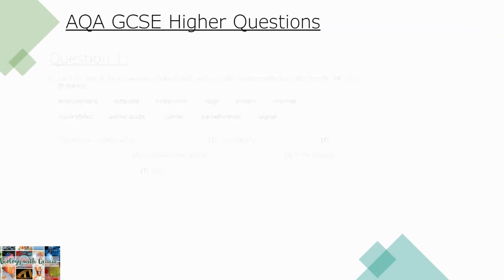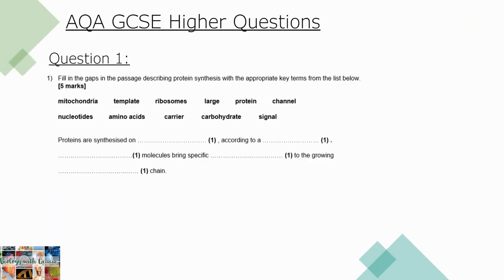So we're just going to do one question based on this information. The question is, fill in the gaps in the passage describing protein synthesis with the appropriate key terms from the list below, and this is worth 5 marks. So we've got a range of key terms there, and then our passage is, proteins are synthesized on blank according to a blank. Blank molecules bring specific blank to the growing blank chain. I'm not going to go over each of the key terms, but obviously when you're in exam, make sure to have a check of all the key terms so you know that you're getting the correct ones.